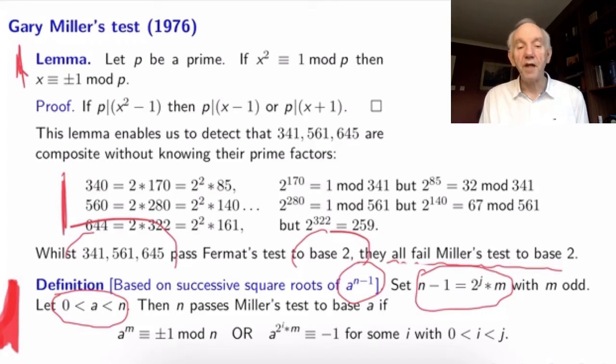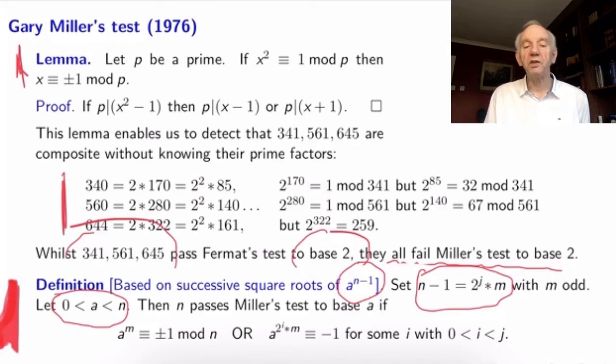So in the last case of 644, we had 2 powers of 2, because 644 is divisible by 4. But we only had to divide it by 2 to get a contradiction. Anyway, we divide n minus 1 by as many powers of 2 as we can, and we keep looking at what happens when we take these square roots. Do they equal plus or minus 1 mod n?